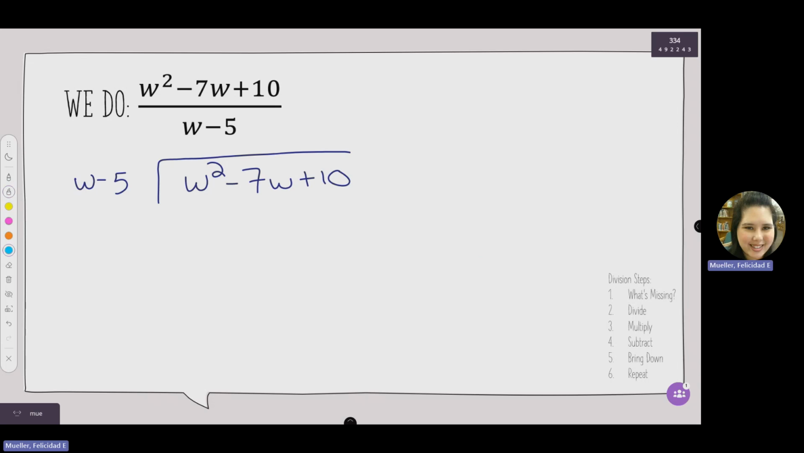But nothing's missing, so we're going to start on step 2, which says we're going to divide. So we're always going to be dividing by w in this step. For this first one, we're going to divide w squared. So we're going to write w squared over w. This is invisible 1. 2 minus 1 is 1. So w is my multiplier. So we're going to take this w specifically and multiply my divisor by w minus 5.